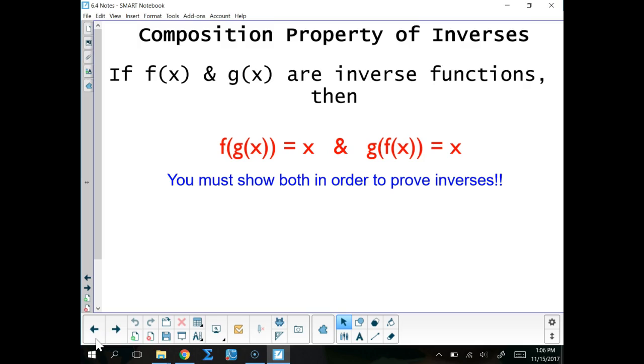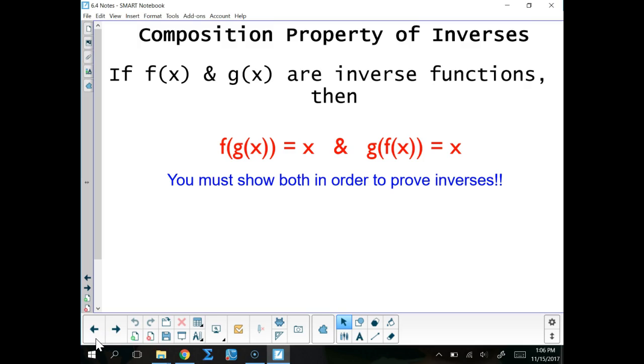So the video was the 4 steps that are needed to find an inverse. First, you switch it out of function notation and make it be y equals. Then, you switch the x and the y. Then, you solve for y. Then, you put it back into inverse function notation. Okay? So that's the 4 steps.